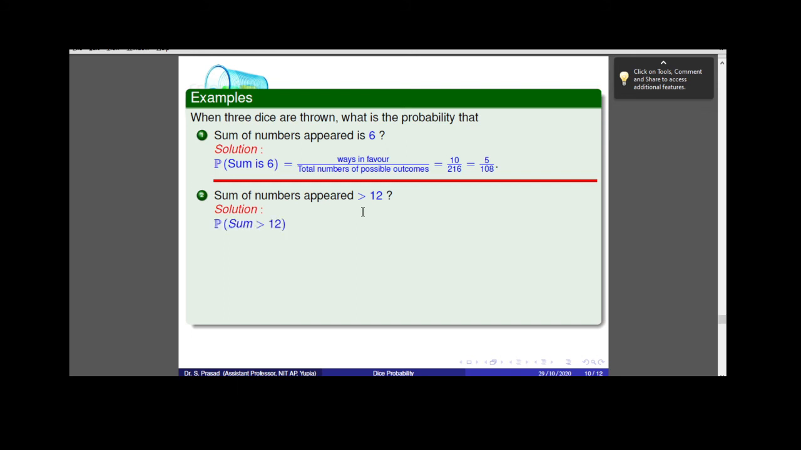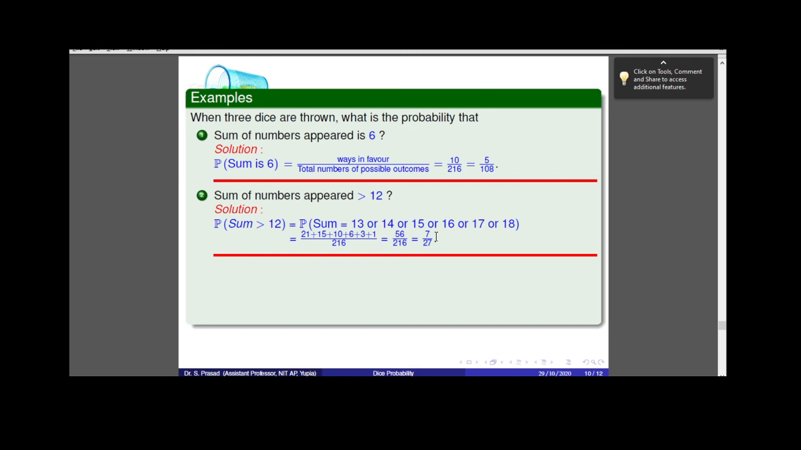The sum of the numbers appearing is greater than 12. Now we write the sum is greater than 12. The sum is equal to 13 or 14 or 15 or 16 or 17 or 18. Now 13 occurs 21 times, plus 14 occurs 15 times, plus 15 occurs 10 times, 16 occurs 6 times, plus 17 occurs 3 times, plus 18 occurs 1 time, and after adding we get 56 by 216, and after more simplification we get 7 by 27.